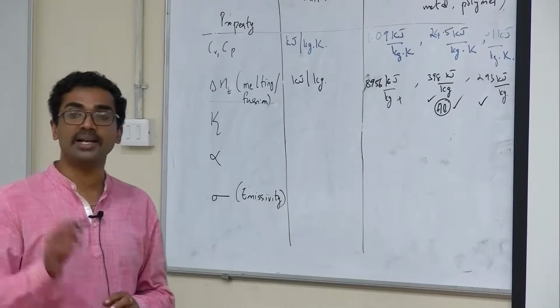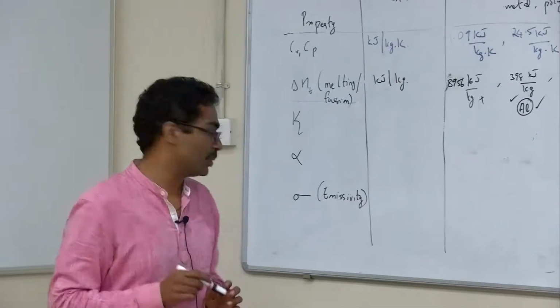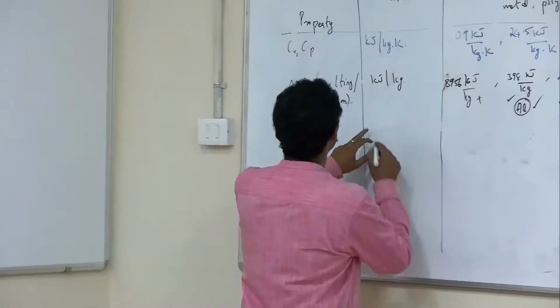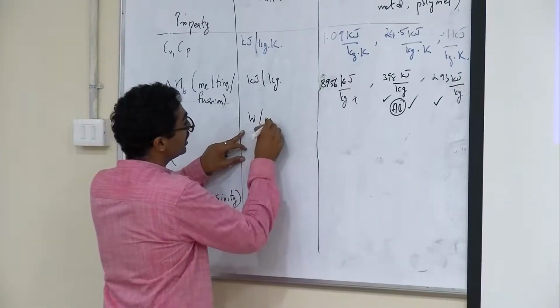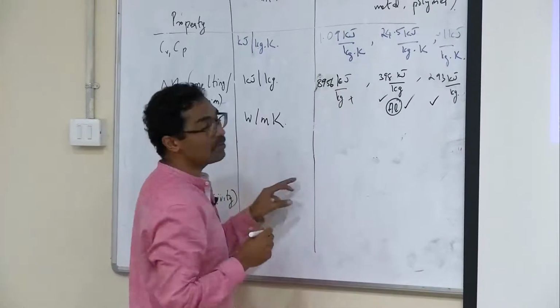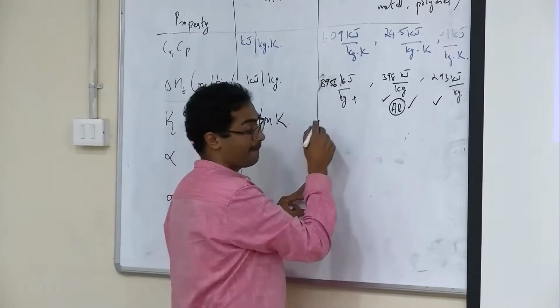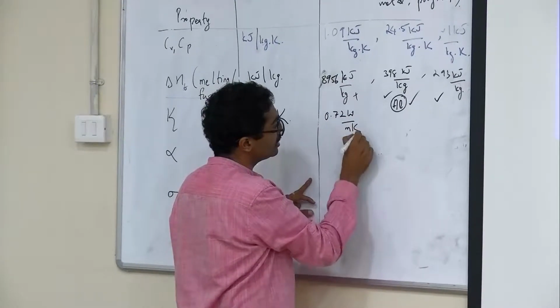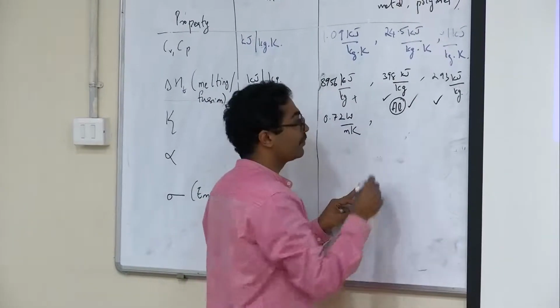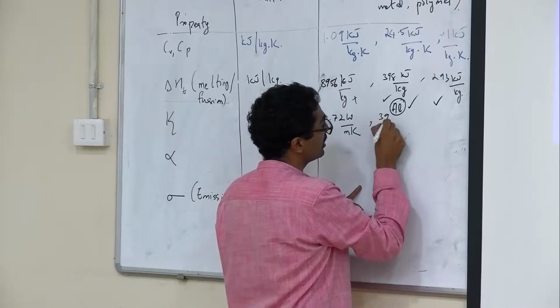And you already have it in the classification table that I have given you. So, what is the unit first of all? Watt per meter Kelvin. Okay, for a ceramic, what is the value? Ceramic is 0.72 watt per meter Kelvin. That sounds right. And for copper, like metal, 390. Correct.